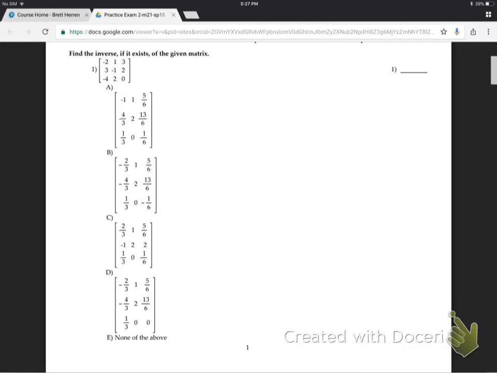Okay, so here we are on question number 1. Find the inverse if it exists. So you just have to put matrix A into your calculator, that matrix right there, and then hit the inverse button, and when you do, you will get answer B. All right, next question.